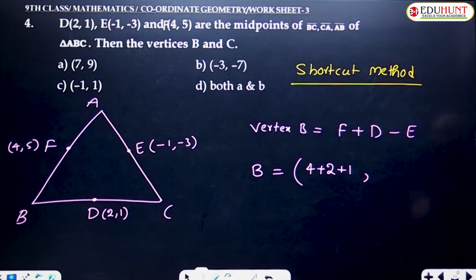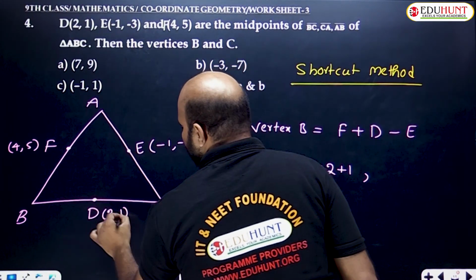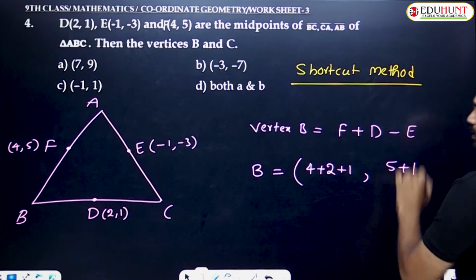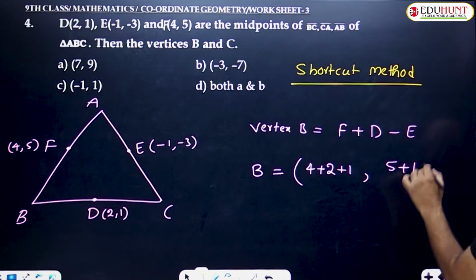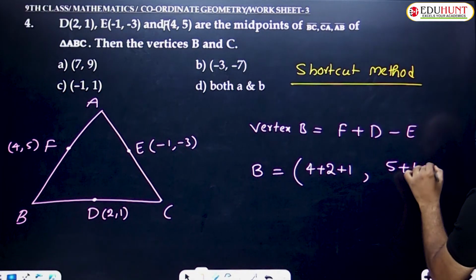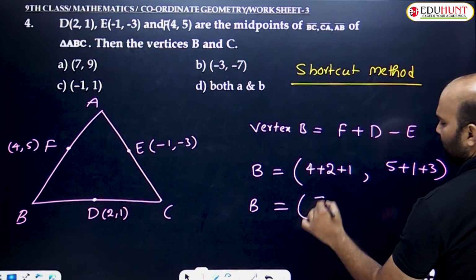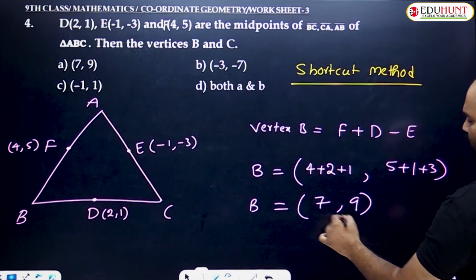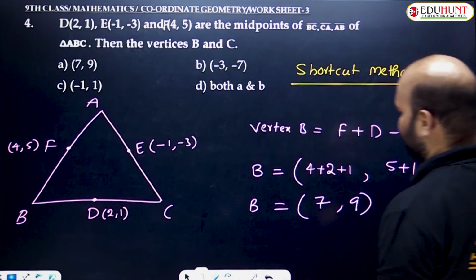We take the same terms for the Y coordinate of B. What is the Y coordinate of F? 5. Here D's is 1. Both are added, 5 plus 1. But the Y coordinate of E should be subtracted from F and D. So minus 3, minus into minus is plus 3. So clearly we have to observe what the B coordinates are: 4 plus 2 plus 1 is 7, comma, 5 plus 1 plus 3 is 9. So the B coordinates are 7, comma 9. The question is also asking for vertex C.